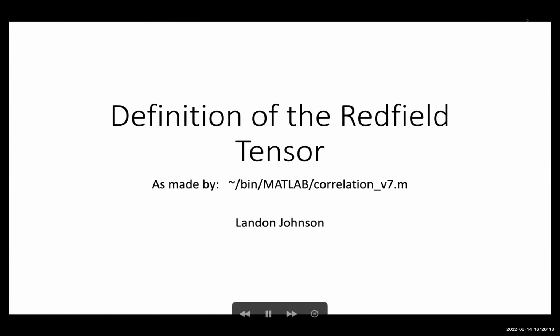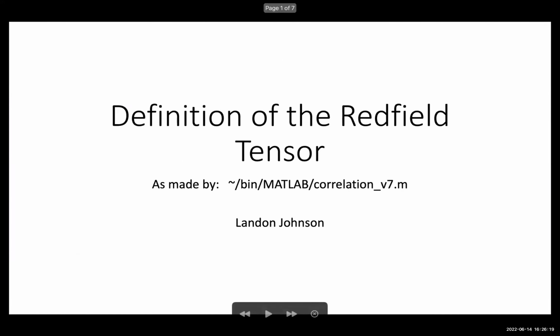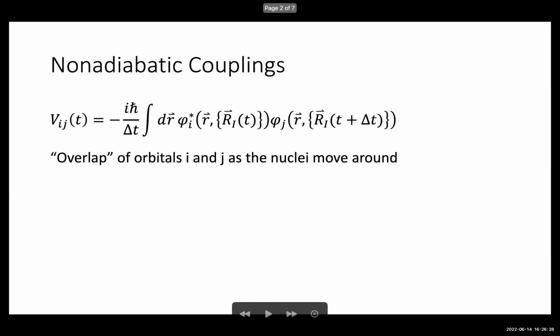All right, so I am going to be going over, loosely speaking, the definition of the Redfield tensor. Any of the code that I'm showing here is coming from the correlation_v7 MATLAB script. The first thing that we need is the non-adiabatic couplings. We've already gone over that, but this is what everything else is built on, so it's an important tidbit to keep in mind.